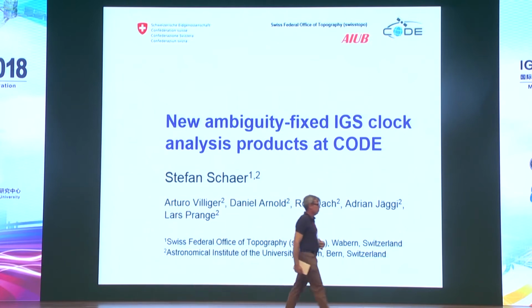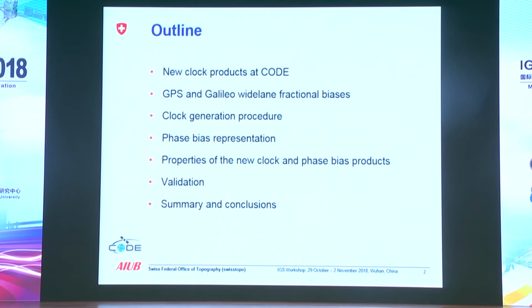So CODE has been generating ambiguity-fixed clock products since the middle of this year. I will introduce the new features of these clock products, and I would also like to emphasize the importance of carefully considering both clock parameters and bias parameters at the same time.